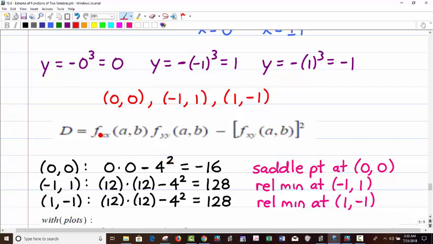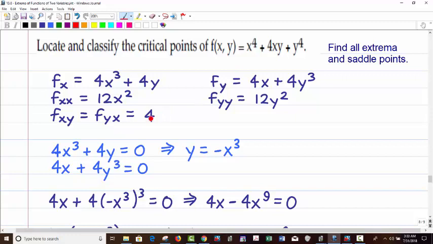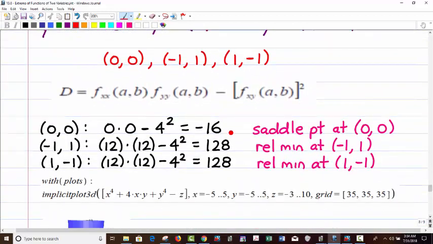So we take 0, 0. fxx will be 0, fyy will be 0, fxy is a fixed constant at 4, so it's not affected by the x and the y. So it's 0 minus 4 squared, which is negative. So we have a saddle point.